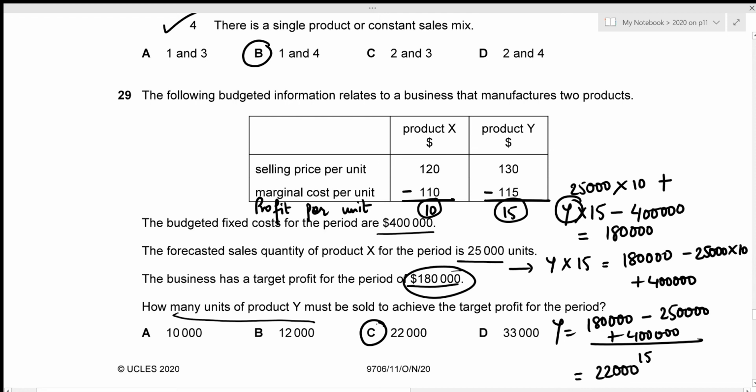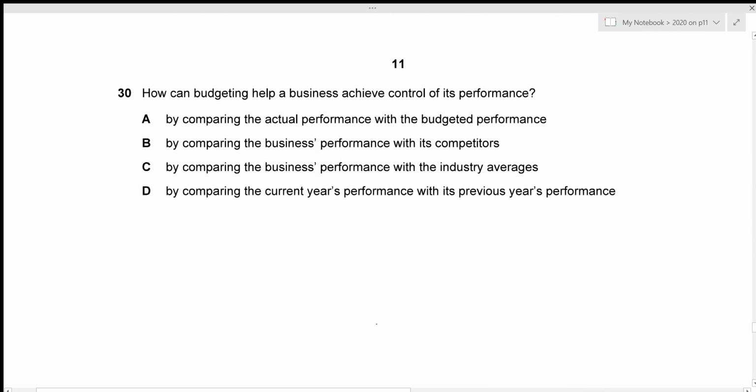Now we can move towards question number 30. How can budgeting help a business achieve control of its performance? So the first one is by comparing the actual performance with the budgeted performance. This is the correct answer, because whenever we budget, we expect certain values, right? And in order to refine our budget for the next period, we need to compare it with the actual performance to see the variance. How far is the expected amount from the actual occurrences of those amounts, right? This helps us control the performance of the business.